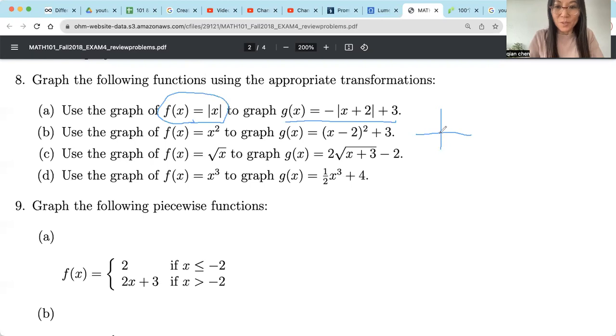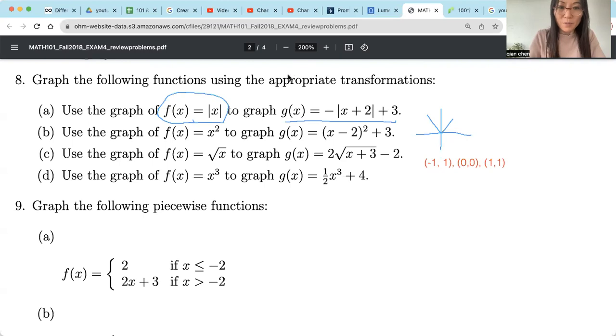We use 3 points. -1: the absolute value of -1 is 1. And we use 0, 0, since the absolute value of 0 is 0. And then we use 1, 1, because the absolute value of 1 is also 1. So we mark these 3 points on our graph.